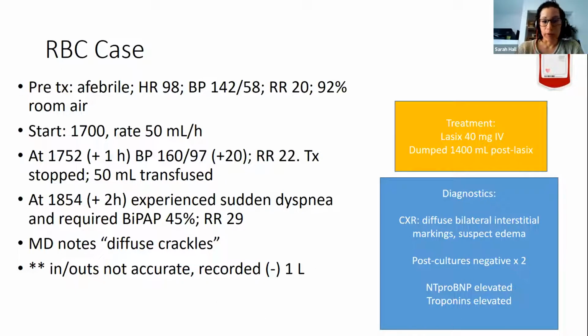Another hour after that, or 2 hours after start time, the patient experienced sudden dyspnea and required BiPAP from room air at 45% with a respiratory rate of 29. And the MD noted on assessment they had diffuse crackles. Now, this documentation did not include accurate ins and outs. They had recorded negative one liter, but when the chart was reviewed, there were clearly some pieces missing from the in and out tabulation. So the treatment was 40 milligrams of IV Lasix, and after that, the patient dumped 1,400 mL. Chest x-ray showed diffuse bilateral interstitial markings, suspicious for edema, and negative blood cultures. And NT-proBNP was elevated, and her troponins were also elevated.